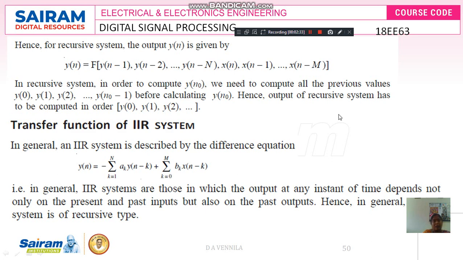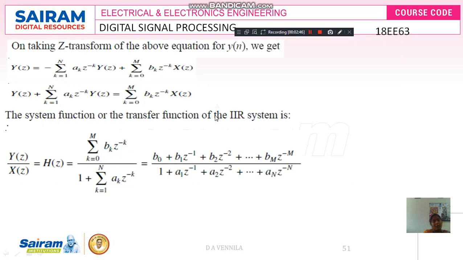Here a and b are the coefficients. The b coefficients are the numerator coefficients, and the a coefficients are the denominator coefficients. All the b coefficients give zeros, and all the a coefficients give poles. If you apply the z transform to the difference equation, then y of z plus summation k equal to 1 to n ak z power minus k y of z equal to summation k equal to 0 to m bk z power minus k x of z.